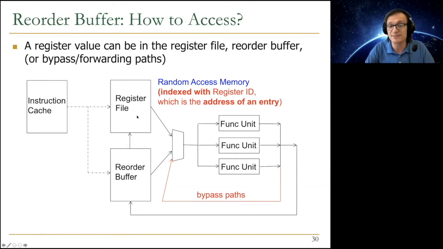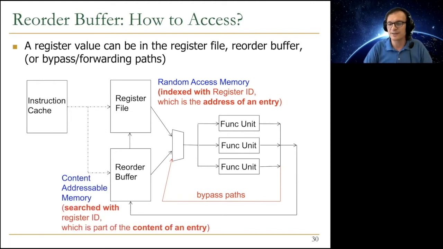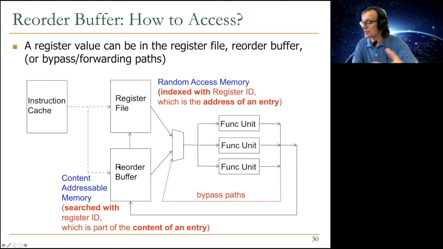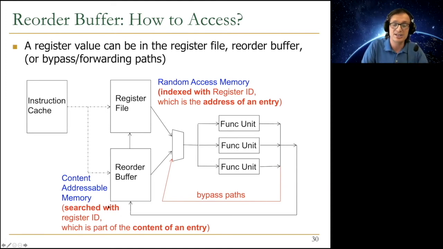Register file access is easy, actually. The register file is a memory structure with random access. You index the register file with the register ID, which is the address of an entry. But the reorder buffer is a bit different. Remember, instructions are queued in terms of when they entered the reorder buffer. If you want to search for a register ID, you have a problem. You need to search the structure with a register ID, which is part of the content of an entry.